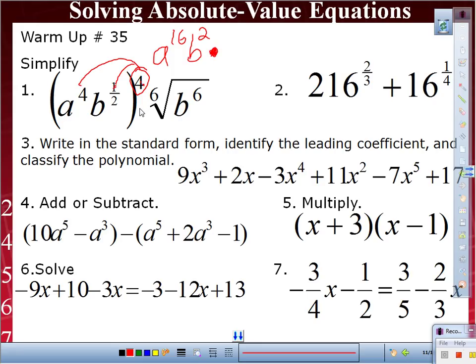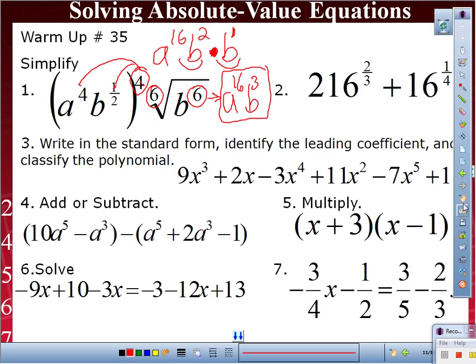It's an invisible multiplication. To get rid of this radical, we divide the exponent by the index. So what is 6 divided by 6? So that's b to the 1st. Okay, therefore, do we have any other a's? No, I bring that down, a to the 16th. b and b are the same base. And what is 2 plus 1? 3. Hands if you got that. Okay, good.